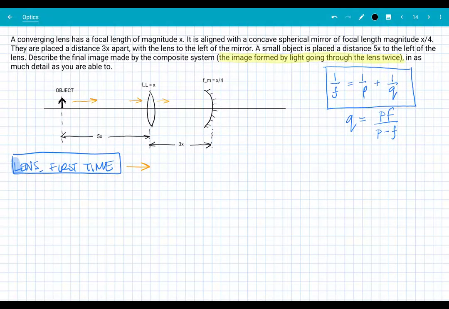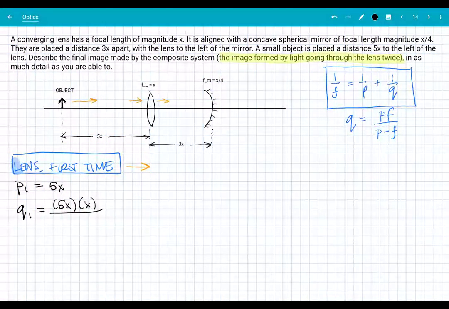Okay, so my first object distance, I'll call that P1, is equal to positive 5x. So there's my object, it's on the side of the incoming light, and I'm given that distance as 5x. So let me solve for Q1. Where's my first image? Let's find it. So that's going to be 5x multiplied by the focal length of this lens, which is given just as x, over 5x minus x. This gives me 5x over 4 as my first image.